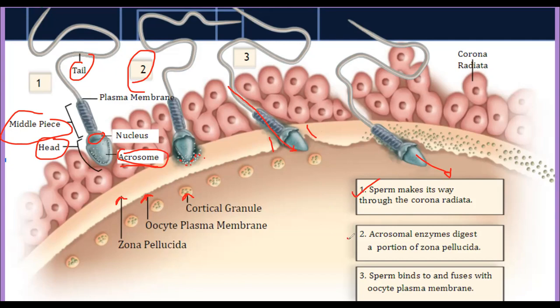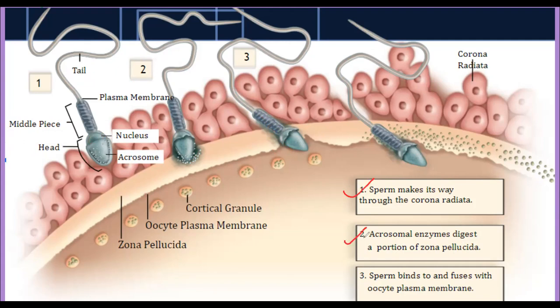Step number 1. Step number 2: the acrosomal enzyme will digest a portion of the zona pellucida here. And then step number 3: you can see now it has gained entry inside the egg cell over here. The head is now penetrating inside. So the sperm will bind to and fuse with the oocyte plasma membrane. The outer membrane of the sperm and the plasma membrane of the egg will both bind. So these are the initial steps of fertilization that we just discussed in the previous slide.